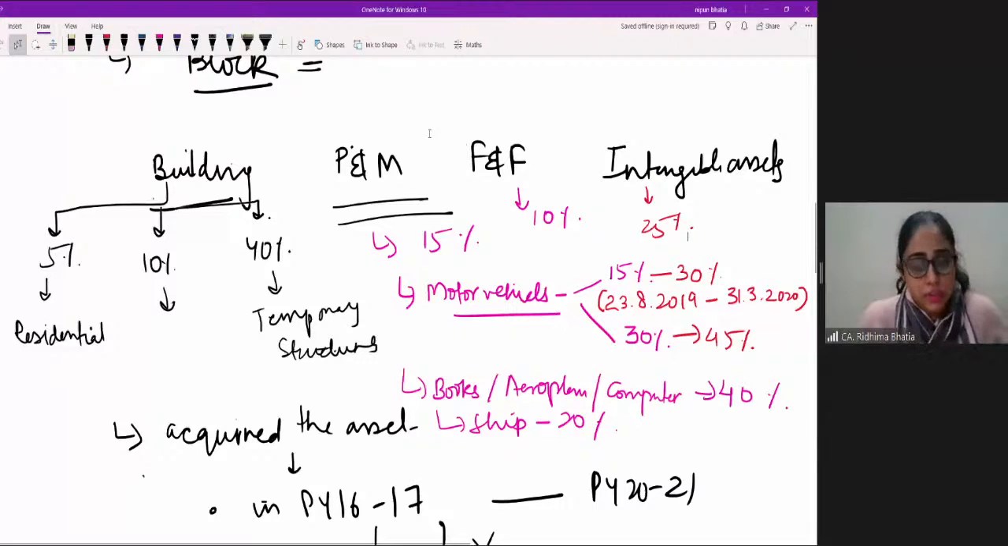Ma'am, if you take machinery in the current year and put it to use in the next year, what will happen to depreciation for the current year? If you acquire machinery in the current year and have not put it to use, you will just show it in the block of assets. You will not charge any depreciation on it. Then in the year when you put it to use, you will start claiming depreciation. You will not apply the 180 days condition, because it is acquired in one year and put to use in a different year.